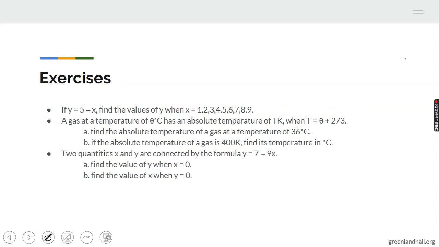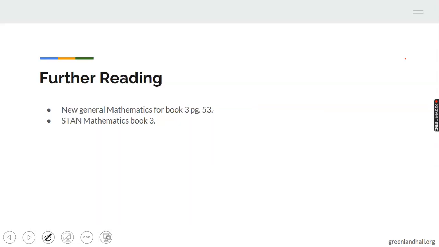Now, for your further practice, these are the exercises that you need to do. If y equals 5 minus x, find the values of y when x equals 1 to 9, then use this formula. Just follow the examples and you'll be fine. For your further readings, you can go to your New General Mathematics book 3, page 53, then your STAN Mathematics book 3. So you check them out. Formulae, substitution, and change of subject of the formula, change of subject of the relation.